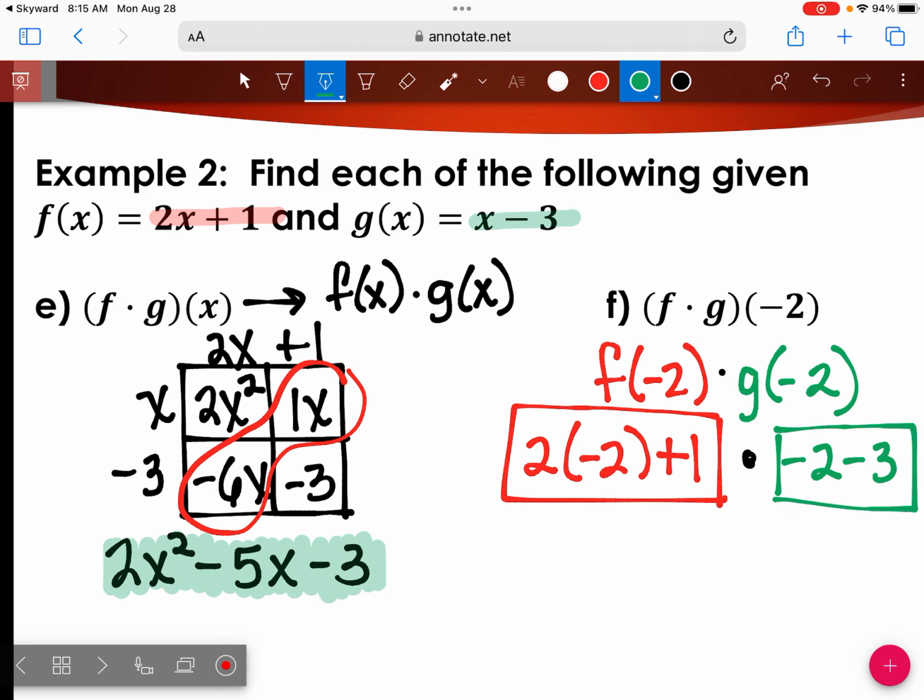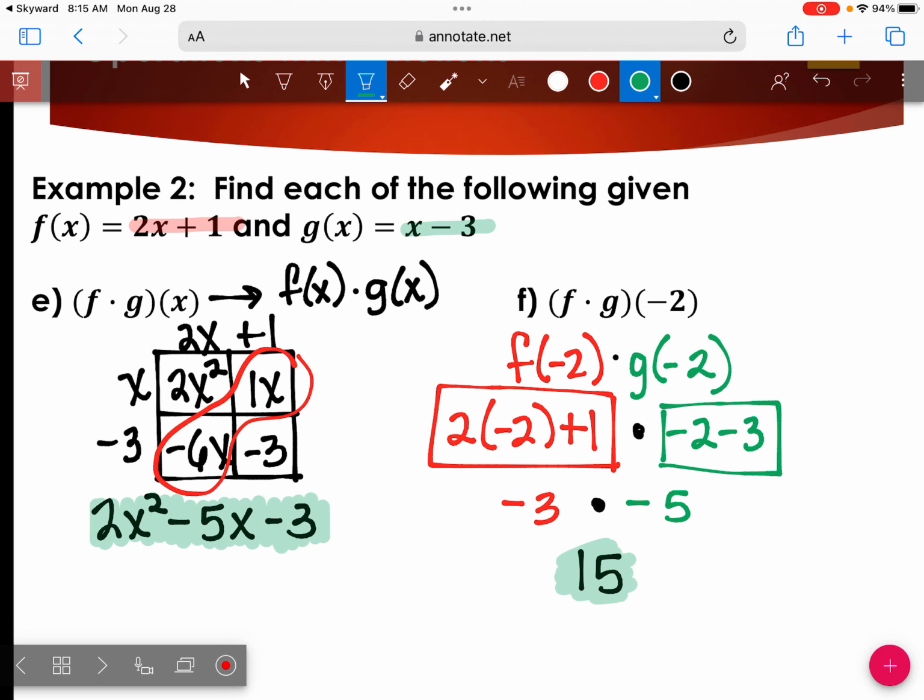So what's 2 times negative 2 plus 1? Negative 4 plus 1. Yep, 2 times negative 2 is negative 4. Negative 4 plus 1 is negative 3. So we're taking negative 3 times negative 5, which gives us a positive 15 for my answer. That's what f of negative 2 times g of negative 2 would be.